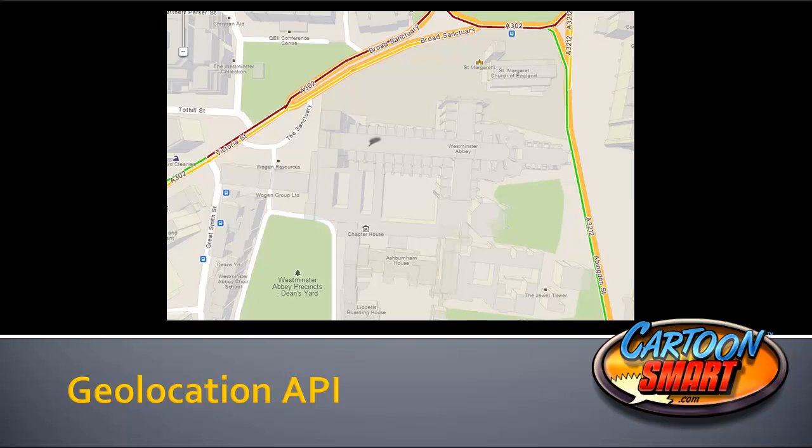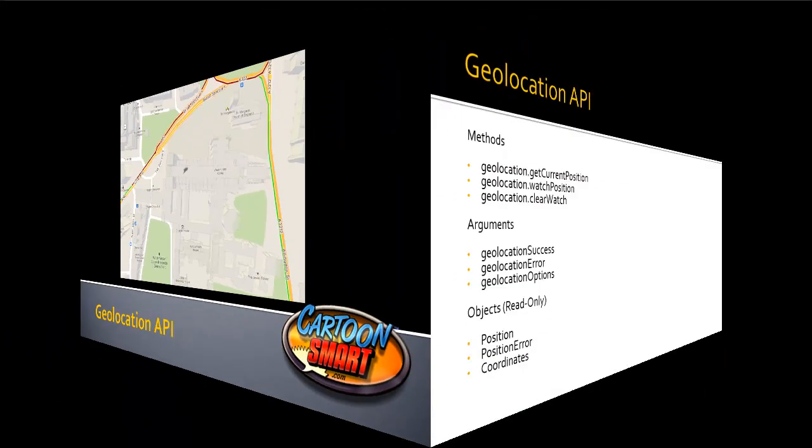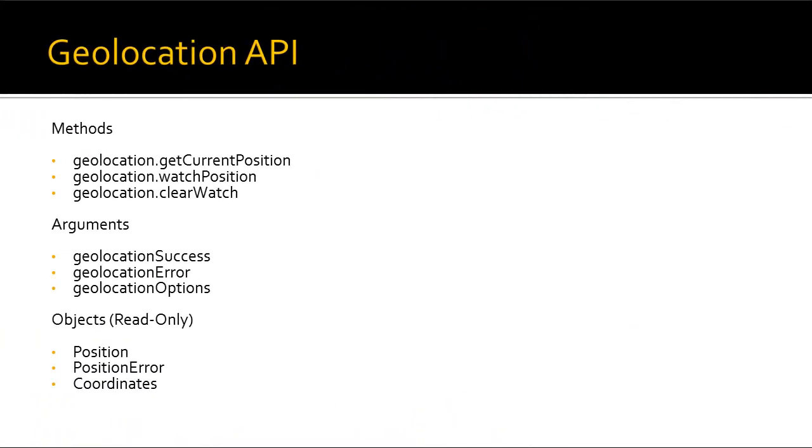Alright, and welcome to this tutorial where we're going to take a look at the geolocation API inside of PhoneGap. Now the geolocation API allows us to gain access to the device's current position, and it also allows us to watch the device's current position. Then we can take the longitude and latitude values, and we could possibly use the Google Maps API to display that to the end user, which is really cool.